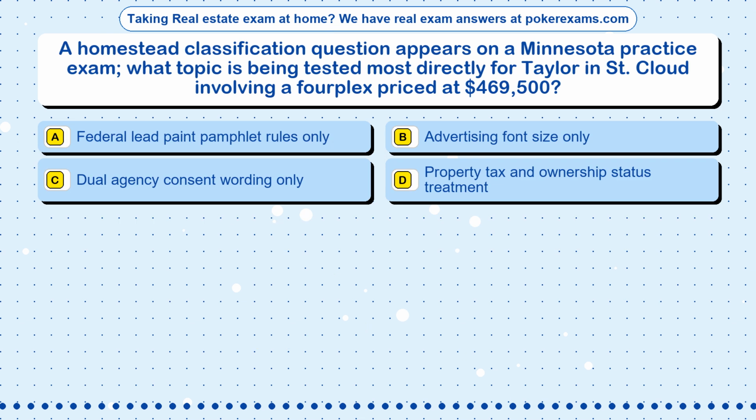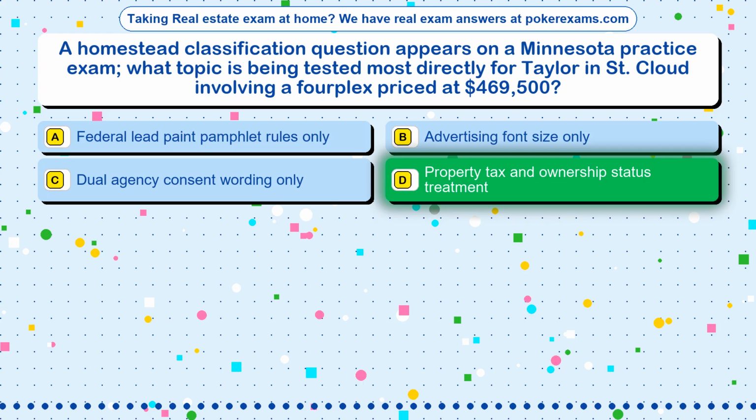Question 96. A homestead classification question appears on a Minnesota practice exam. What topic is being tested most directly for Taylor in St. Cloud involving a fourplex priced at $469,500? Option A, federal lead paint pamphlet rules only. Option B, advertising font size only. Option C, dual agency consent wording only. Option D, a property tax and ownership status treatment.